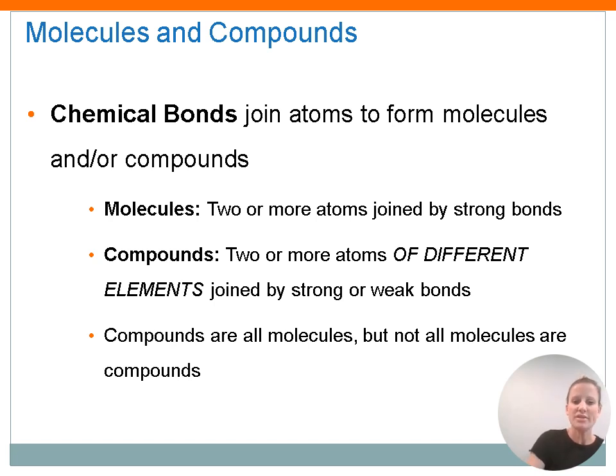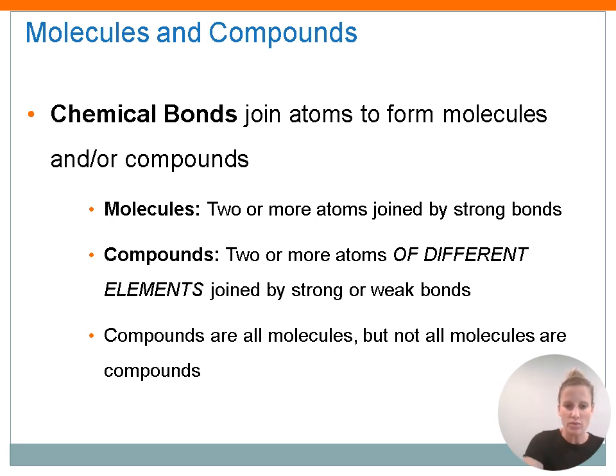A molecule is when you have two or more atoms joined together with strong bonds. For our purposes, I'm not worried about the strong or weak bonds. I'm more worried about this first part. So a molecule is when you have two or more atoms joined together. It doesn't matter what kind of atom, they could be any kind of atom. They could be the same kind of atom. Just two or more atoms joined together gives you a molecule.